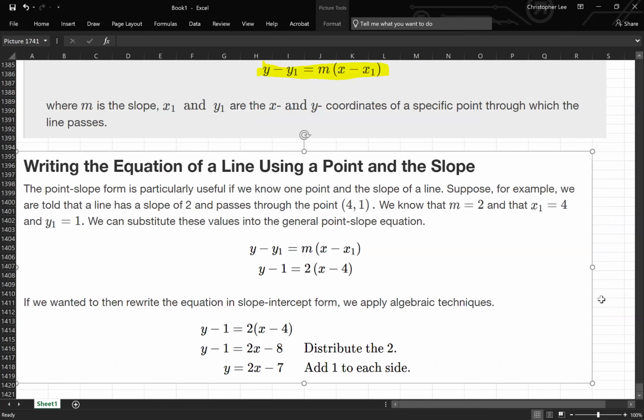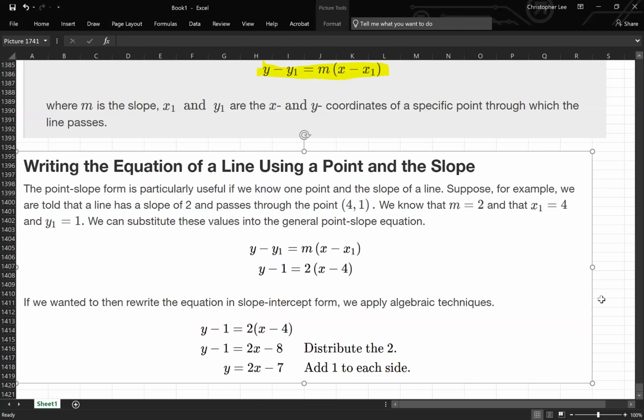So writing the equation of a line using a point and a slope. The point slope form is particularly useful if we know one point and the slope of a line. Suppose, for example, we are told that the line has a slope of 2 and passes through the point (4, 1). We know that slope m equals 2 and that x1 equals 4 and y1 equals 1. We can substitute these values in the general point slope equation. So now we have what? Instead of y minus y1 equal to m times x minus x1, we have y minus 1 equals 2 times x minus 4.